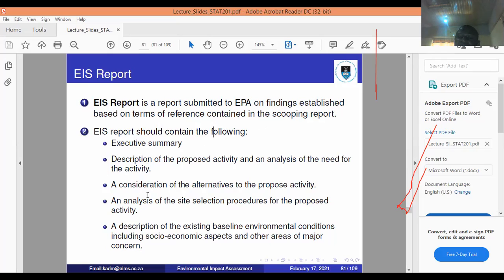And then the consideration of alternatives to the proposed activity. An analysis of the site selection procedures for the proposed activity. How did you select the site? Are you sure it's the right site for these particular activities? A description of the existing baseline environmental conditions, including socio-economic aspects and other areas of major concern. So the statement should describe how the environment was like before you started your project. How was the socio-economic aspect of that area before you started your project? All these should be outlined.